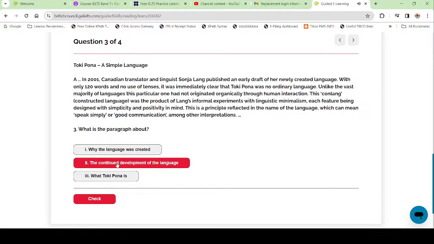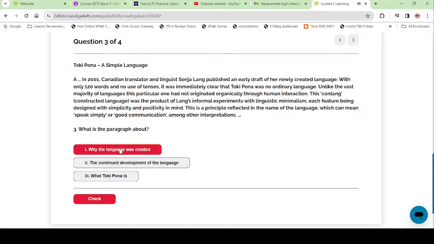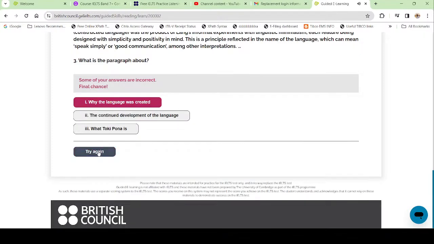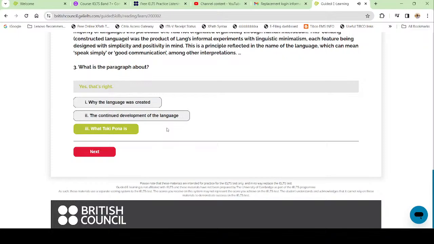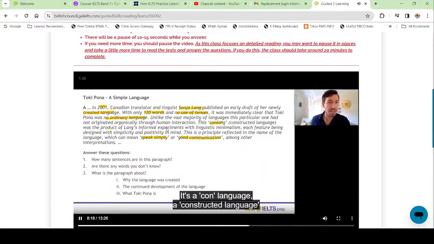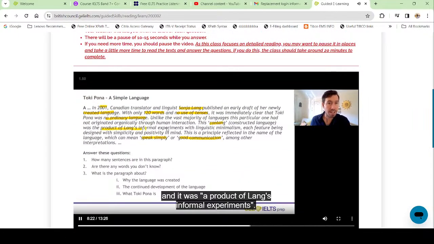Okay, let's look together. Well, in these first 2 sentences, it says when it was created. So it talks about who made it, Sonja Lang. She created the language. And then it tells us a bit about it. It says it had 120 words and no use of tenses, and that it's no ordinary language. So that's in the first 2 sentences, we can get that. Then in the last sentence, it says this is a principle reflected in the name of the language. The language means speak simply or good communication, among other interpretations. And we can skim the middle, and you can just see stuff like it's a conlang, a constructed language, and it was a product of Lang's informal experiments.